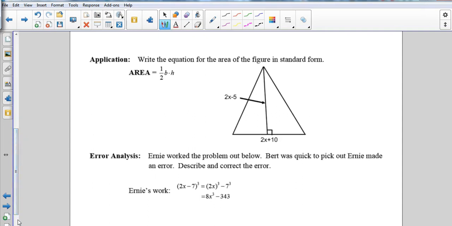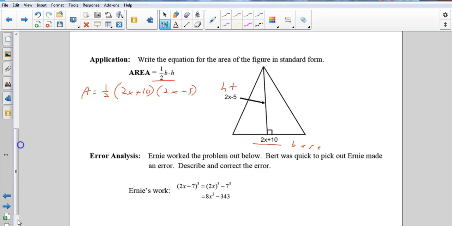Okay, application. Write the equation for the area of this figure in standard form. Well, here's the formula, 1/2 base times height. Here's your base, and here's your height. So we just fill them in. Area equals 1/2 of 2x plus 10 times 2x minus 5. Now you have two choices here. You can do the 2x plus 10 times the 2x minus 5. That's okay. And then multiply by 1/2.